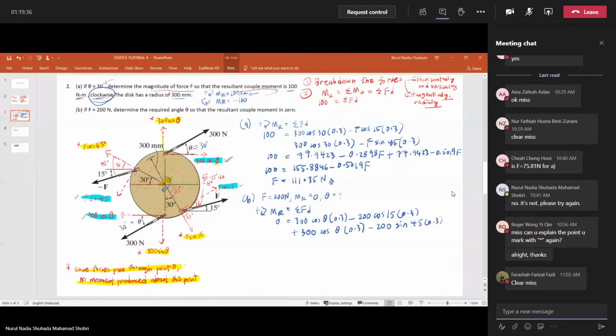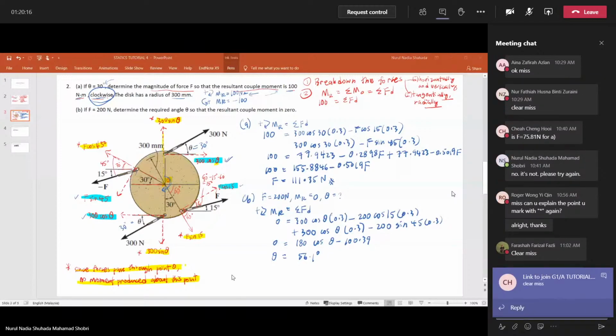So if you guys solve this, you guys will get 180 cos theta minus 139, and then you guys can solve the theta. The theta is actually equal to 56.1 degree. Are we clear? If there is anything that you guys don't understand, you guys can ask.